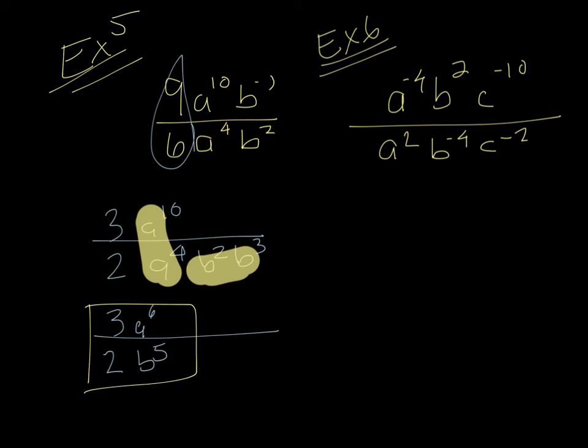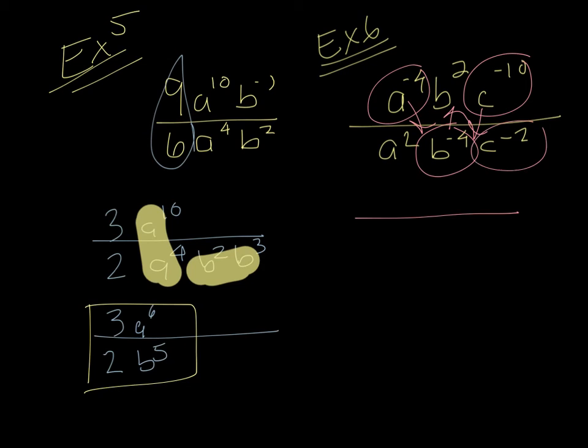Okay. One more example. Again, I'm going to choose to get rid of negative exponents first. So this a to the negative 4 goes down, c to the negative 10 goes down, b to the negative 4 goes up, c to the negative 2 goes up. So on top, I'll have b to the second and b to the fourth coming up, and c to the second coming up. On the bottom, I'll have the a to the second that was there, now an a to the fourth. I'll have a c to the second that was there, and a c to the 10th that came down.